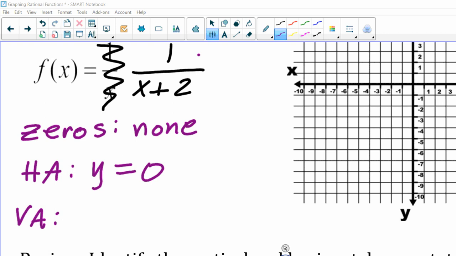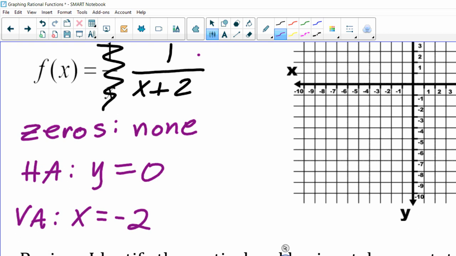Your vertical asymptote, look in your notes. Where does a vertical asymptote come from? When the denominator equals 0. Now I want you to look at that denominator, x plus 2. What x value makes that denominator equal to 0? So x equals -2.